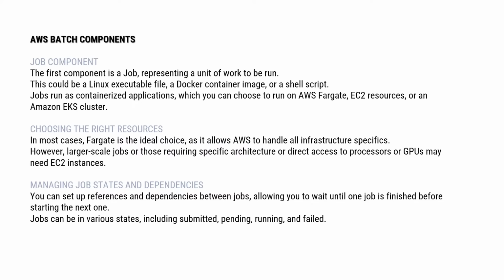Jobs run as containerized applications, which you can choose to run on AWS Fargate, EC2 resources, or an Amazon EKS cluster. In most cases, Fargate is the ideal choice as it allows AWS to handle all infrastructure specifics. However, larger scale jobs, those requiring specific architecture or direct access to processors or GPUs, may need EC2 instances. You can set up references and dependencies between jobs, allowing you to wait until one job is finished before starting the next one. Jobs can be in various states, including submitted, pending, running, and failed.